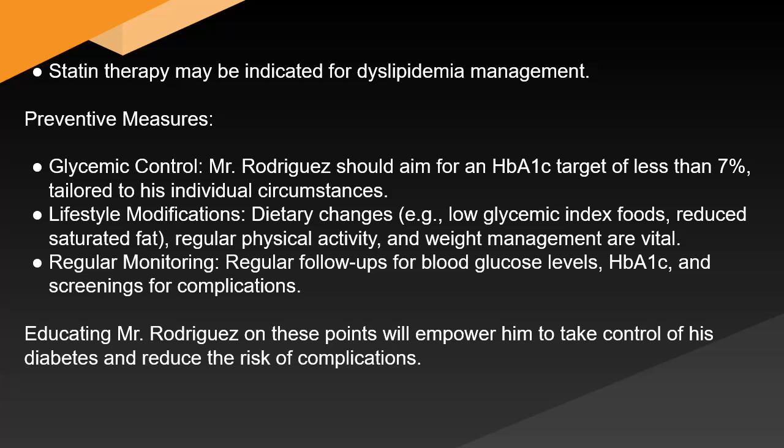Preventive measures: glycemic control. Mr. Rodriguez should aim for an HbA1c target of less than 7%, tailored to his individual circumstances. Lifestyle modifications, dietary changes, e.g. low glycemic index foods, reduced saturated fat, regular physical activity, and weight management are vital.